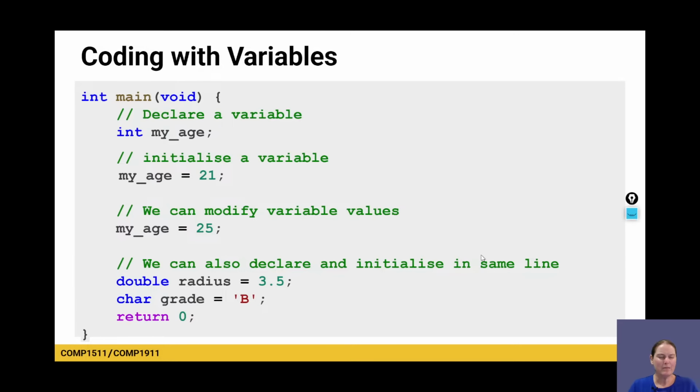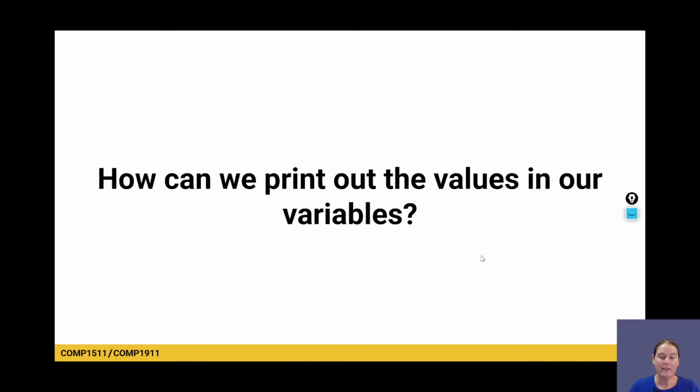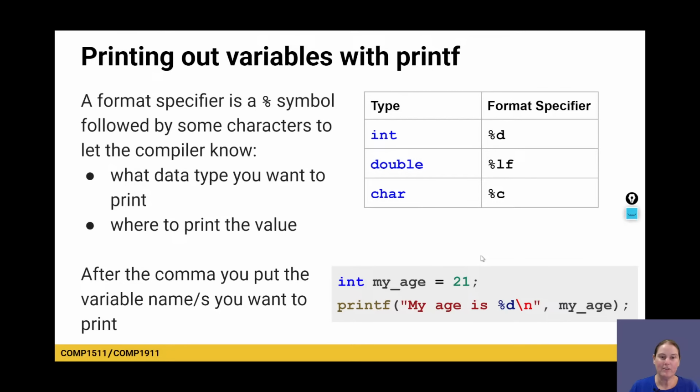So now we can create these variables, but what do we do with them? Well, the first step is we're going to learn how to print them out, and then we'll get into doing some maths and stuff with them as well. But let's learn how to print out the values of our variables. We're still going to use printf, but now we've got these things called format specifiers, and they're different depending on whether you're trying to print out an int, a double, or a char.